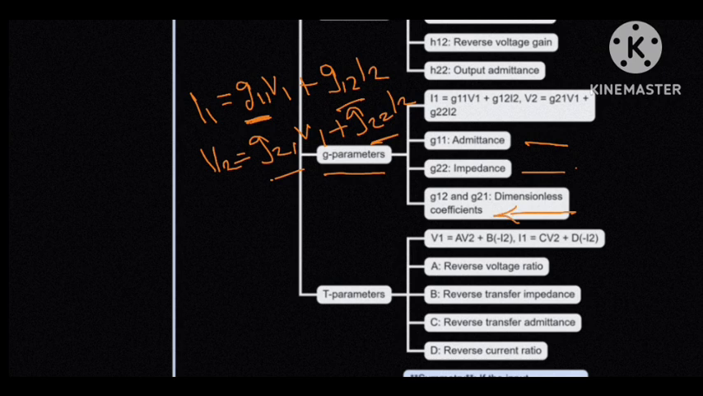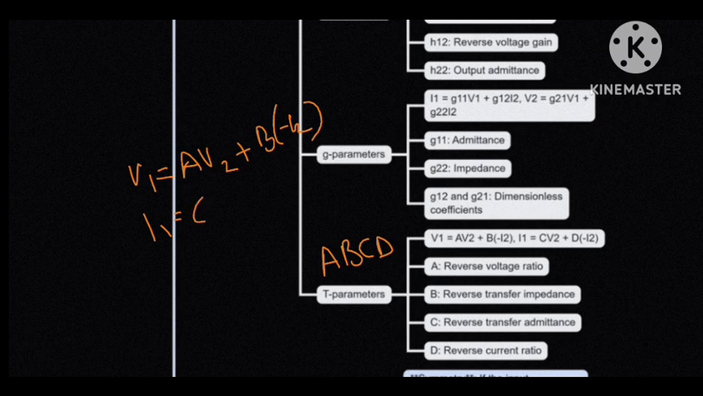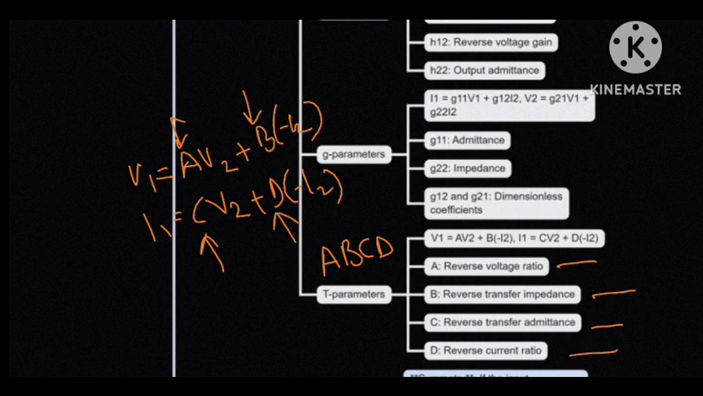And the last one is the T parameter, which is also known as the ABCD parameter. The formula is given as V1 is equal to A V2 plus B times (minus I2), I1 is equal to C V2 plus D times (minus I2). So A is known as the reverse voltage ratio, B is known as the reverse transfer impedance, C is known as the reverse transfer admittance, and D is known as the reverse current ratio.